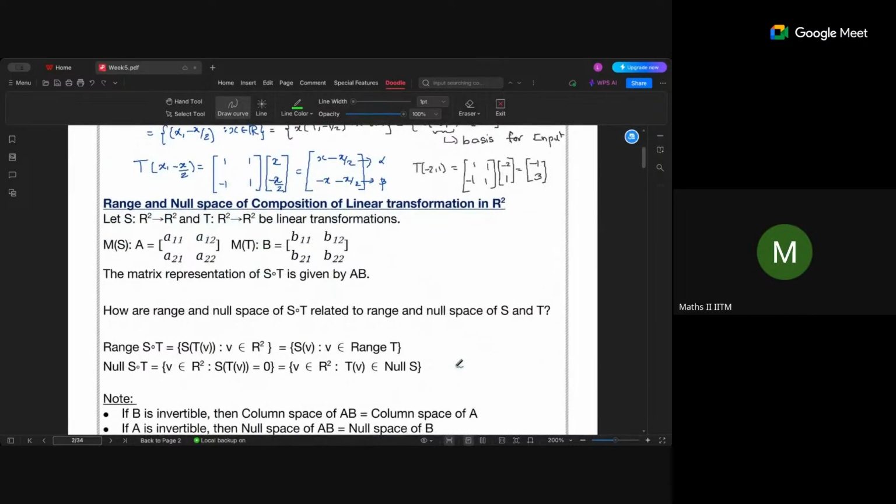Okay, so now we are moving to composition of linear transformations. It is exactly similar to composition of functions. In Math 1, you have done composition of functions and the properties, right? Yes or no?